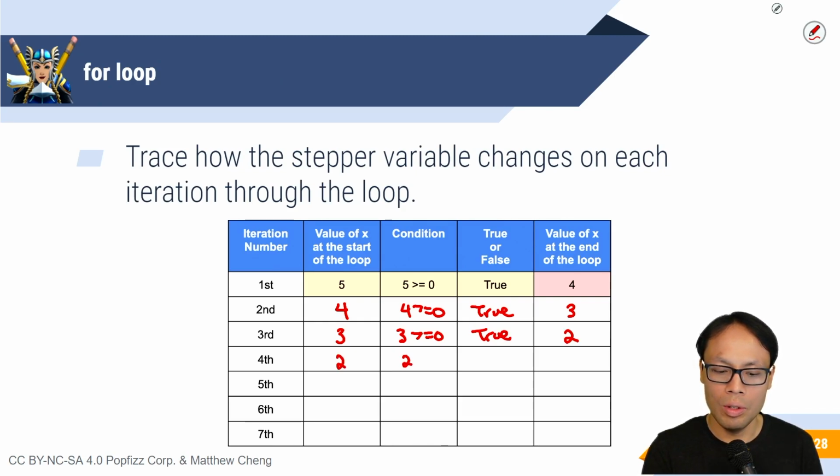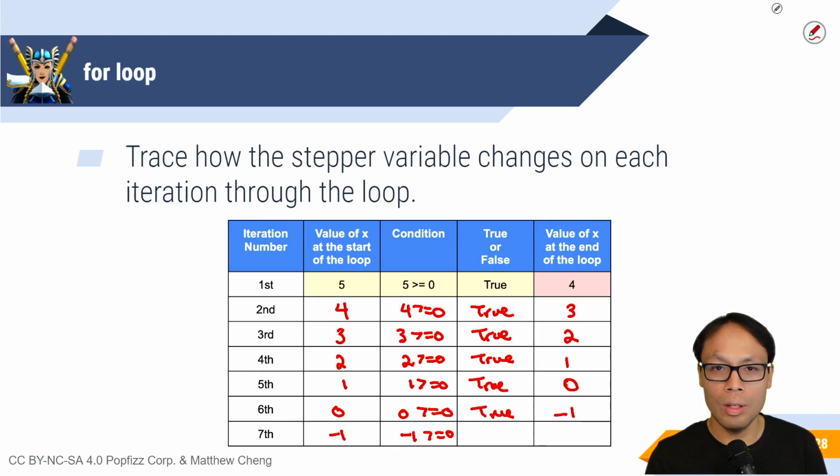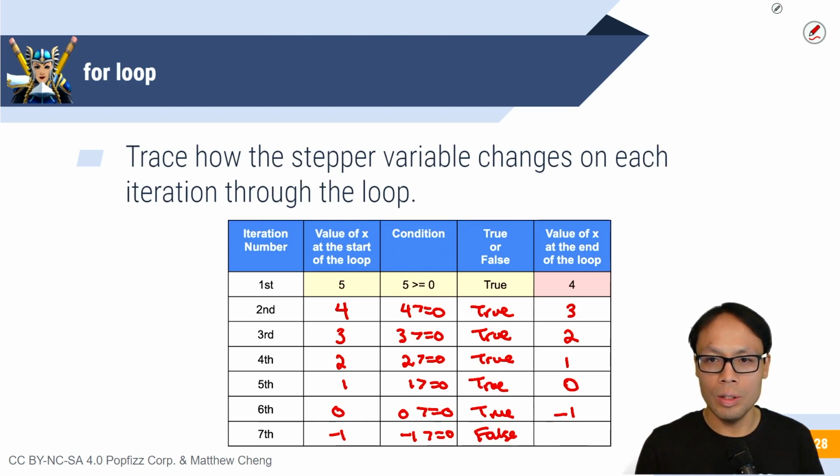We have 2 here. 2 greater than or equal to 0. That is also true. We go down by 1. So we have 1 here, 1 greater than or equal to 0. That is also true. Okay, so 1 becomes 0. Bring the 0 here. 0 is greater than or equal to 0. That is still true. And now we have 0 minus 1, which is minus 1 here. And finally, we have minus 1 is not greater than or equal to 0. So that is false. And that is where our loop is going to end.